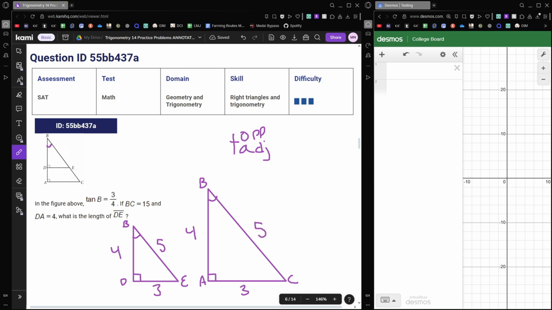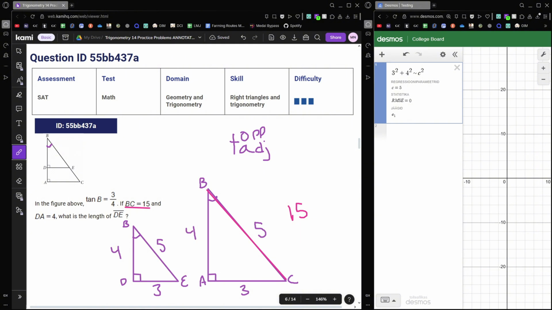Now if you didn't know this, you could of course always just put it in Desmos. And instead of an equal sign, you want to put a tilde. And you get that the final side would be equal to 5. Okay, let's continue reading. If BC is equal to 15, so this side right here is equal to 15. So you notice that we calculated it to be 5, but in reality it's 15.